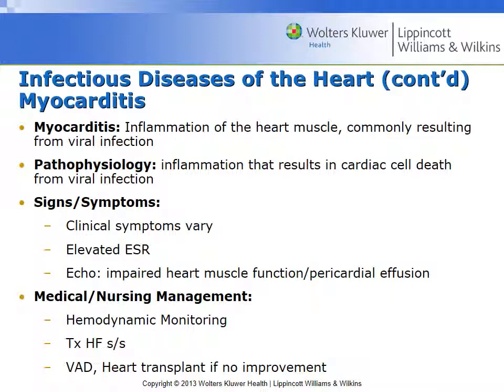Infectious diseases of the heart continued. Myocarditis. Myocarditis is exactly what it says. It's an inflammation of the heart muscle, particularly the myocardium, commonly resulting from a viral infection. The pathophysiology of myocarditis is that inflammation results in cardiac cell death from the viral infection.